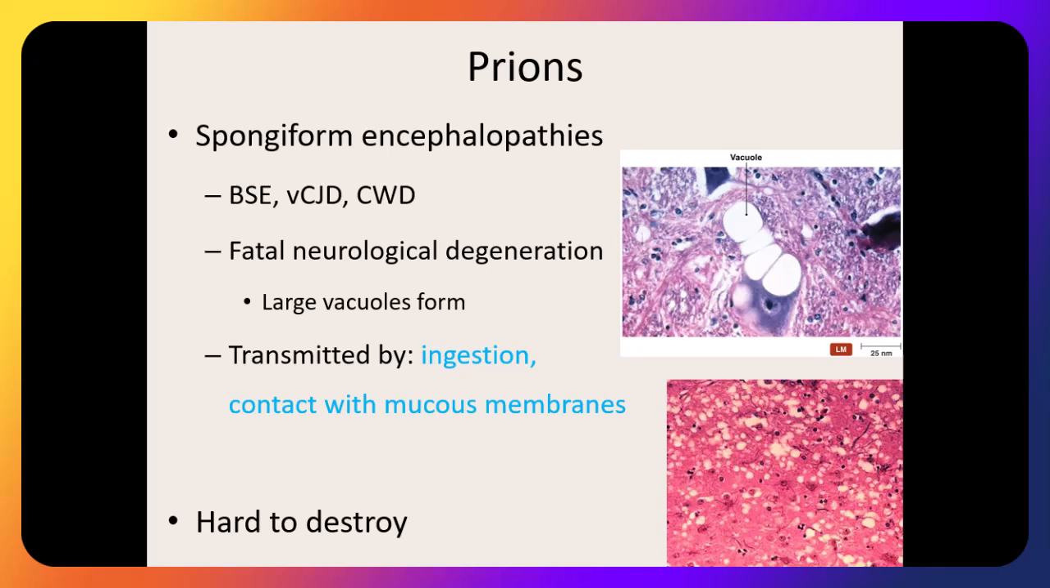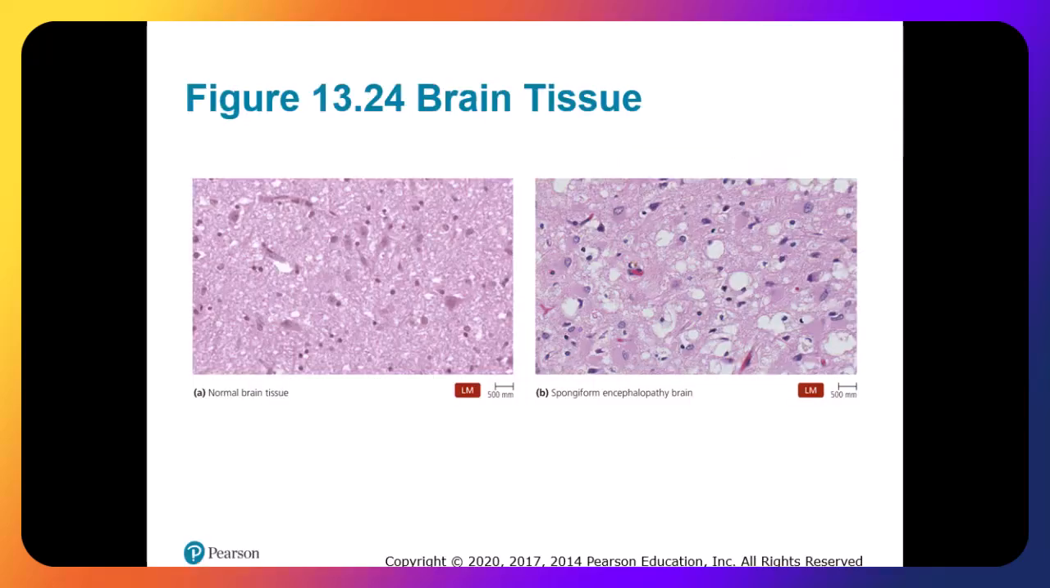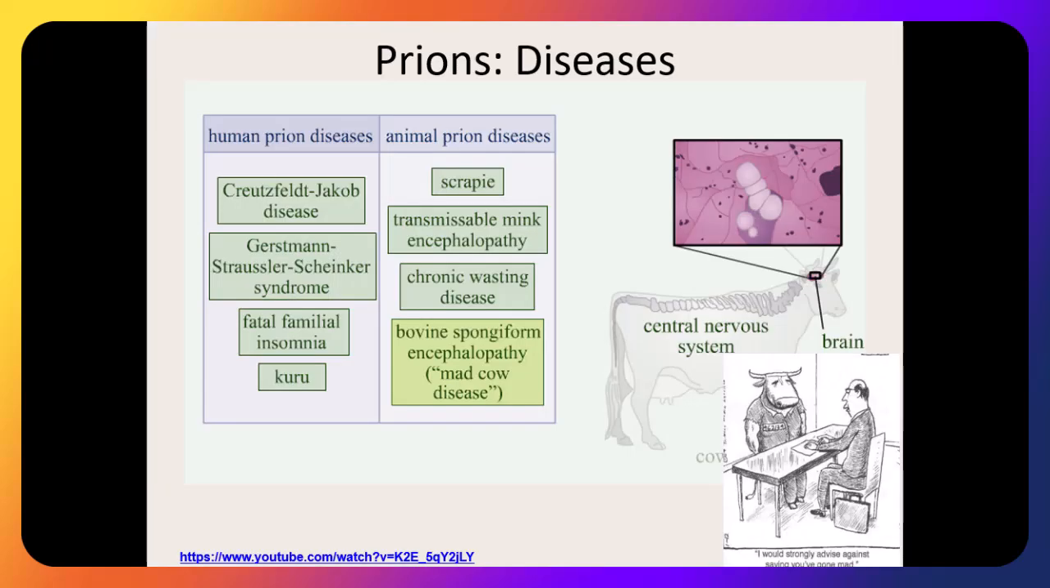The vCJD, variant Creutzfeldt-Jakob disease, and CWD, where have you heard that? You hear it in the fall. Deer. It's found in deer. So this was showing the difference, spongiform encephalopathy, normal brain tissue. These are animal prion diseases. Again, the problem is if we eat infected tissue, we found out that we could get this from eating infected beef from animals that were infected.